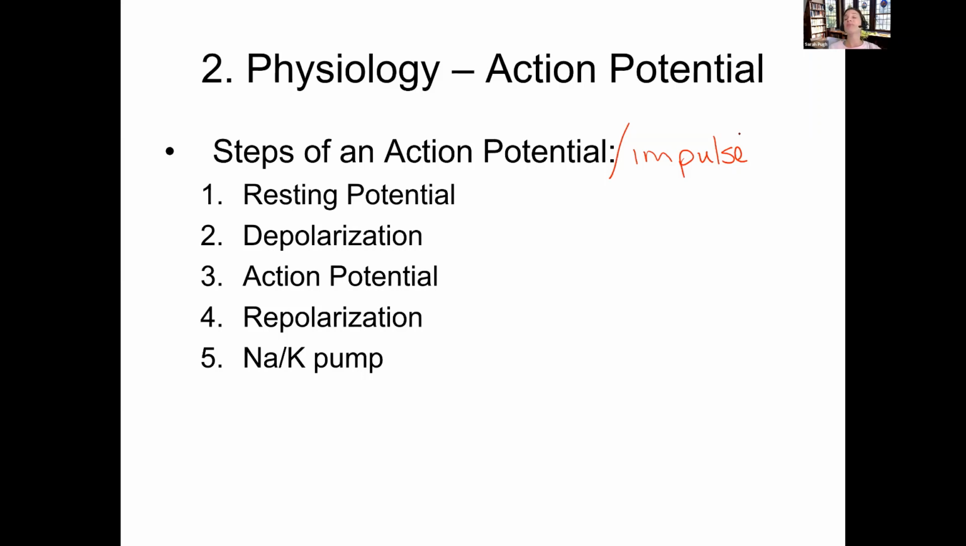We're going to start with when a muscle cell is not even contracting, what does it look like when it's resting? What's happening at the membrane? So we're going to talk about that. And then we're going to go through the steps of getting an impulse and spreading an impulse. We call this depolarization. There's our action potential, repolarization, and something called the sodium-potassium pump, which plays a really big role in this, okay? But we're going to start with our resting membrane potential.